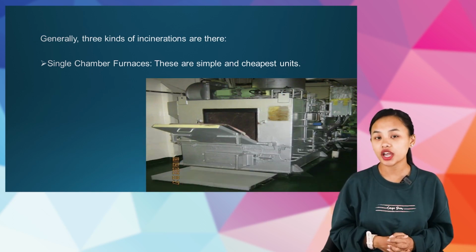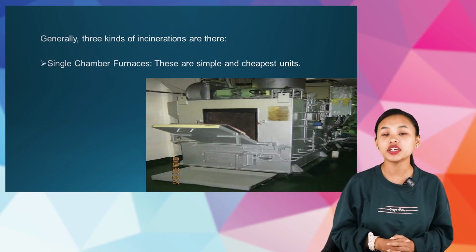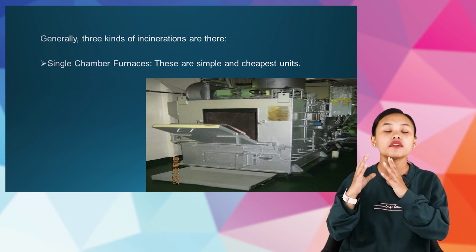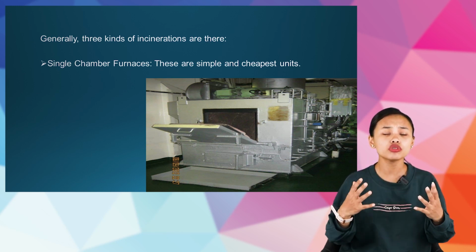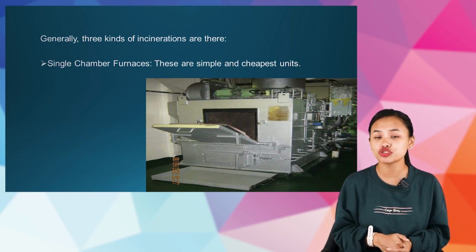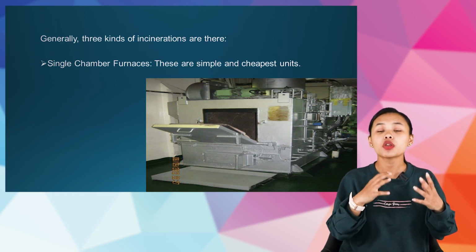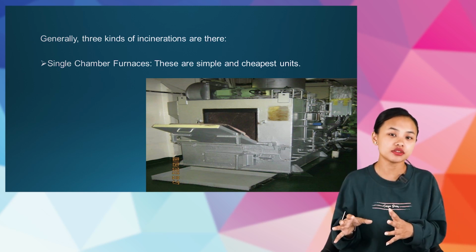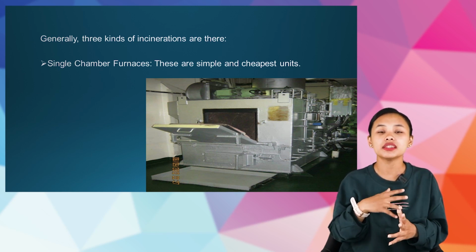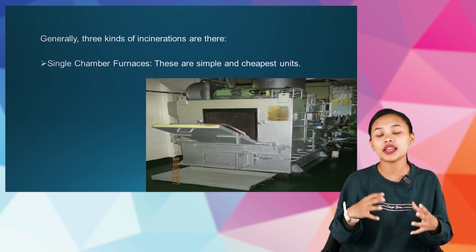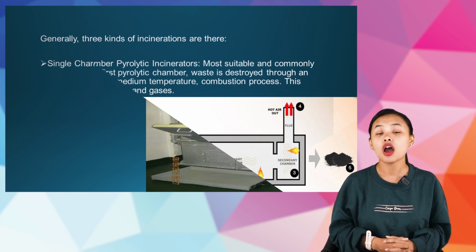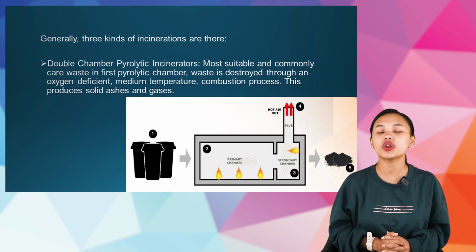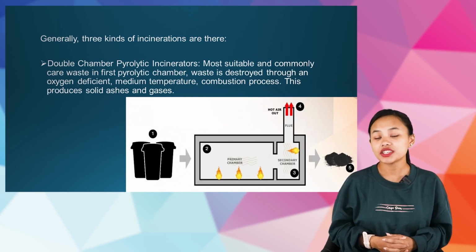There are three kinds of incineration. The first one is the single chamber furnaces. This is the most commonly used as well as the cheapest unit, whereby these materials will be burned until they are left as sterile ash. However, there is the second one, known as the double chamber pyrolytic incineration.